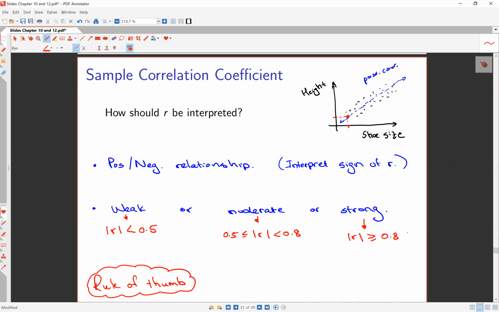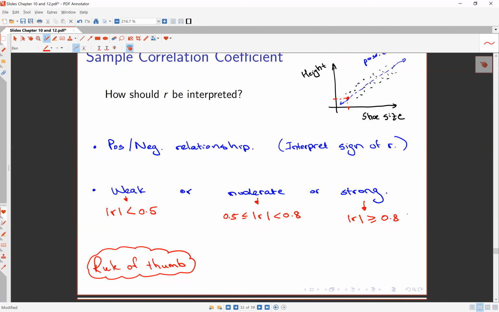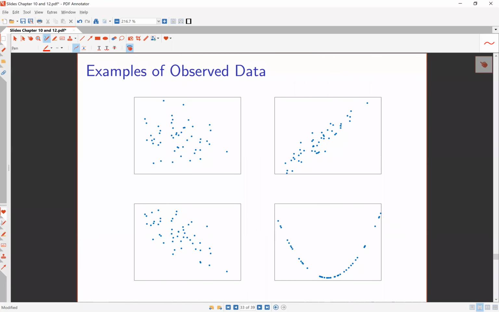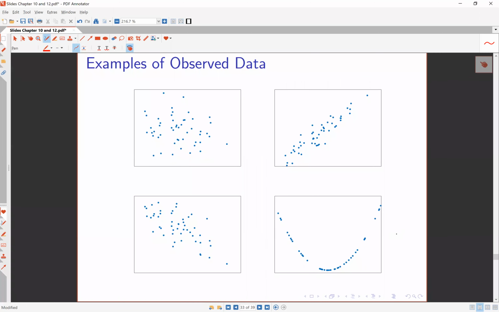So if in absolute value it's between 0 and 0.5, we consider it weak. Between 0.5 and 0.8, it's moderately strong. And larger than 0.8, it's a strong correlation. And I can show you a few examples of what this will look like. Top left figure, we just have a random scatter of points, if we think of this as a representation of pairs of x, y values.